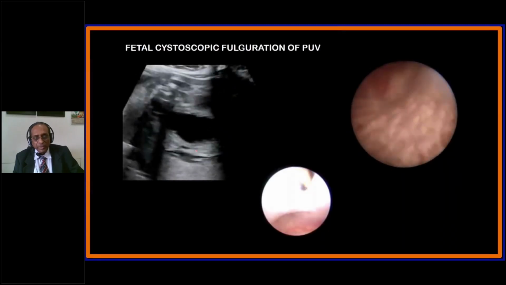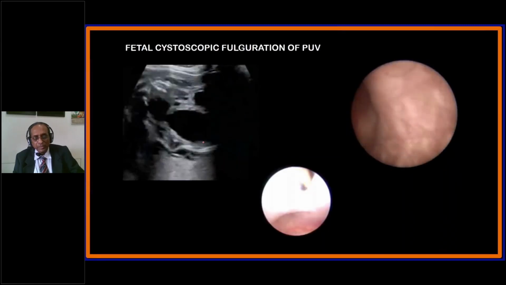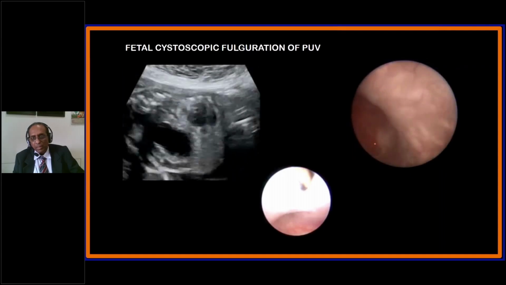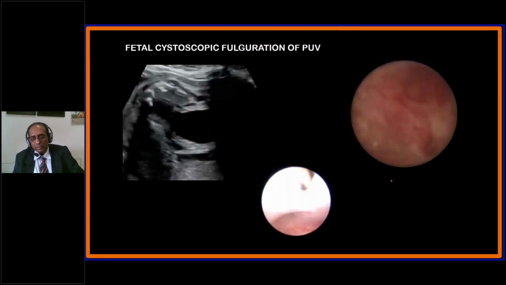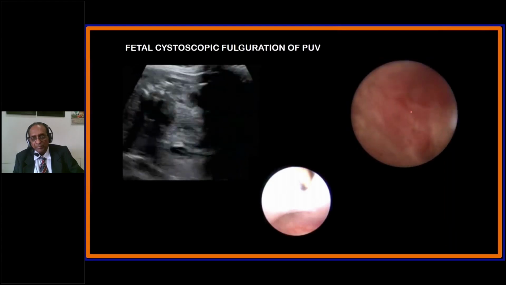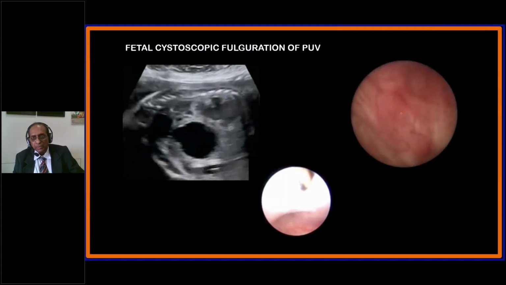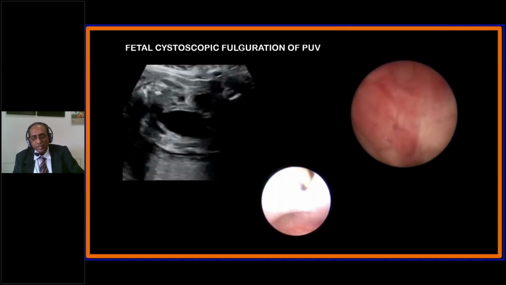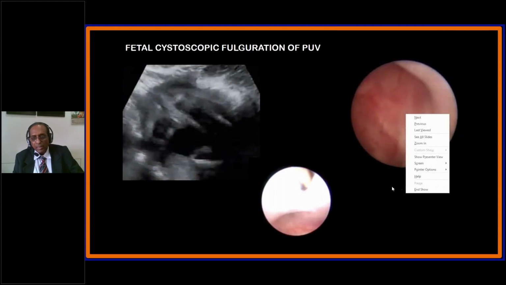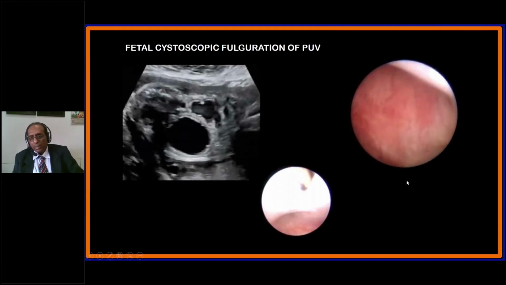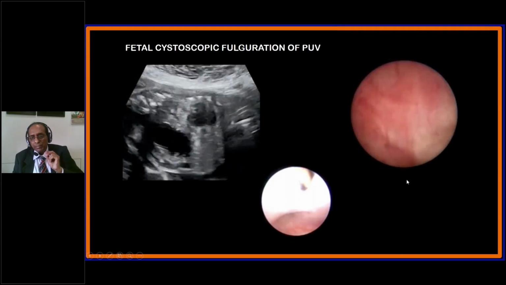Now another alternative method is to do a fetal cystoscopic fulguration of posterior urethral valve. We've had experience with a few cases now. A 1 millimeter scope is entered into the bladder, and we identify the posterior urethra, and using a laser, we can try to fulgurate the valve.